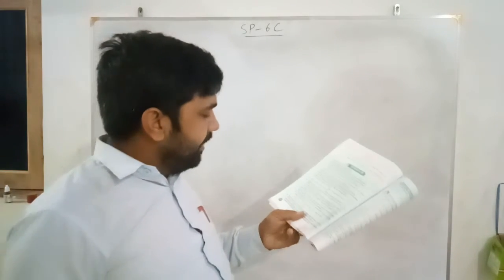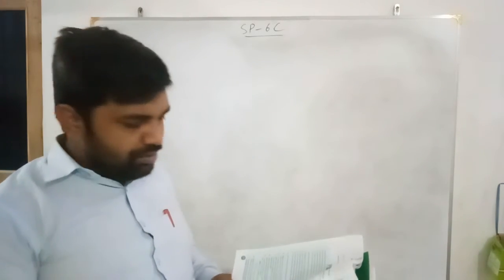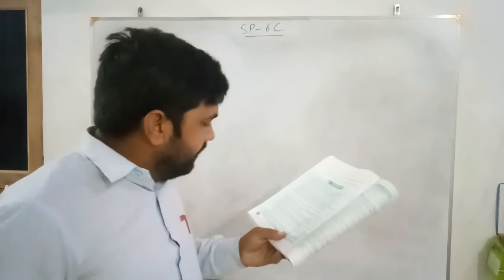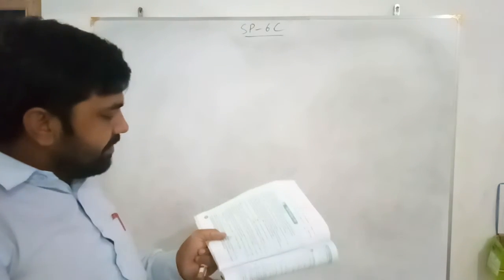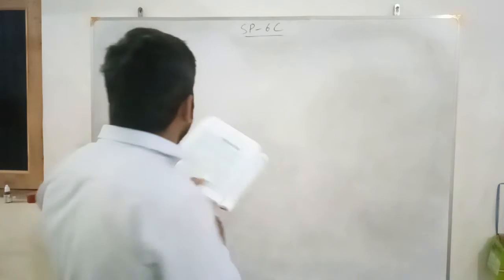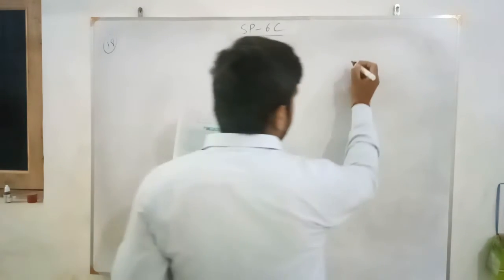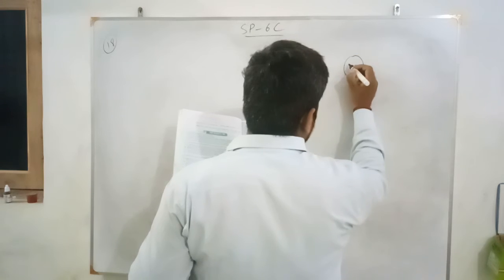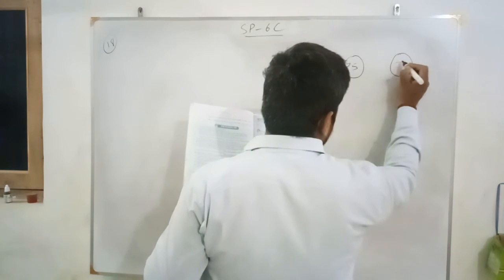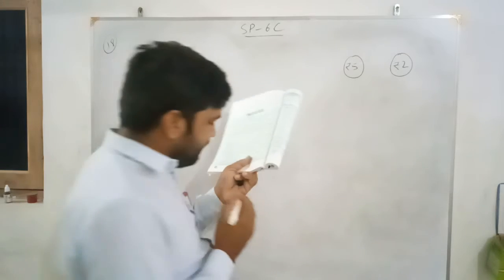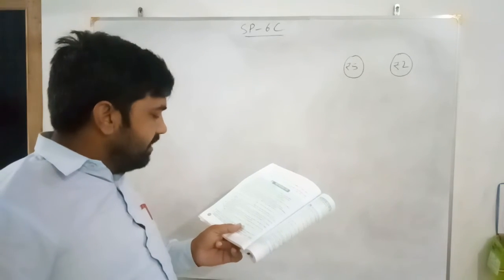Now see question number 18, that I will explain to you, or I will make the question and you solve it at home. I have some 5 rupee coins and some 2 rupee coins. In this question you can see there are some 5 rupee coins and there are some 2 rupee coins. Two types of coins are there.